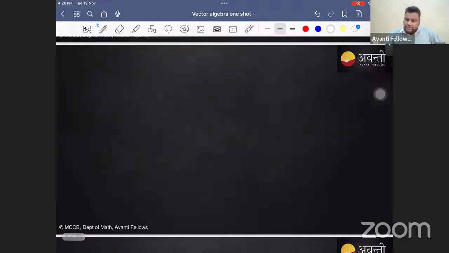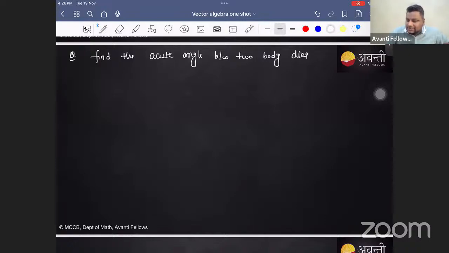Now, see the next question. Find the acute angle between two body diagonals of a cube. See, let me teach you this. First of all, how do we design a cube? How do we find its vertices?